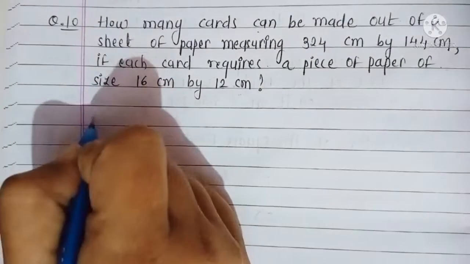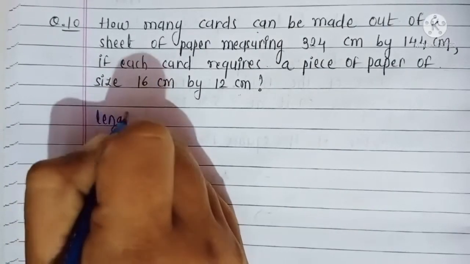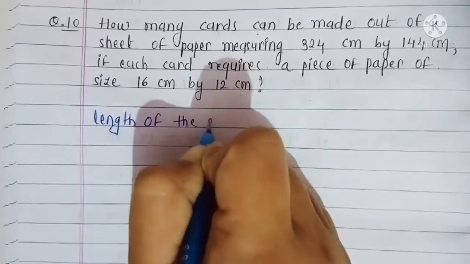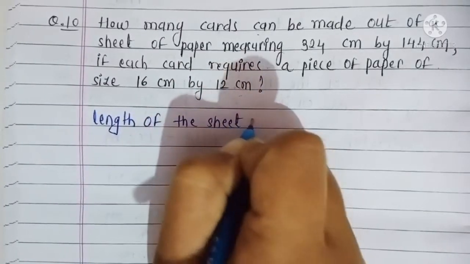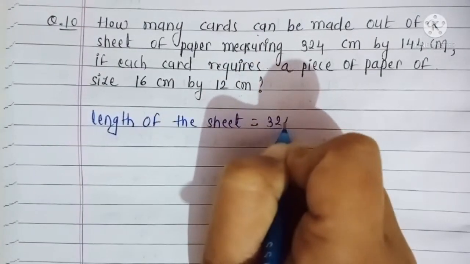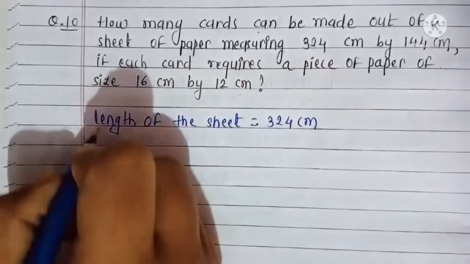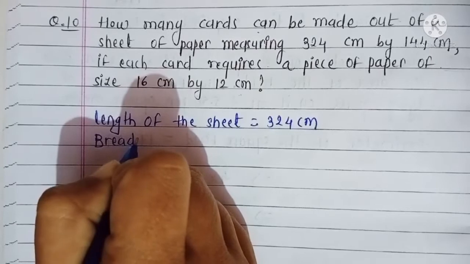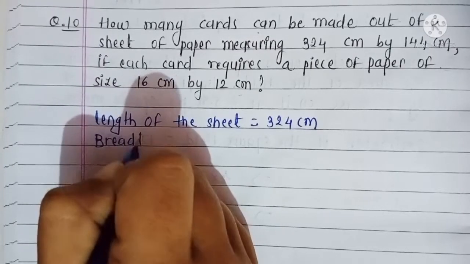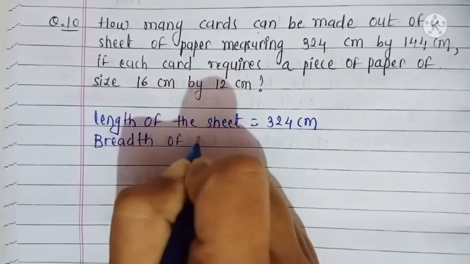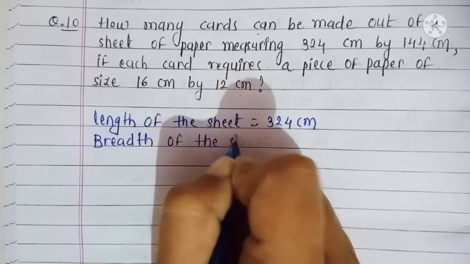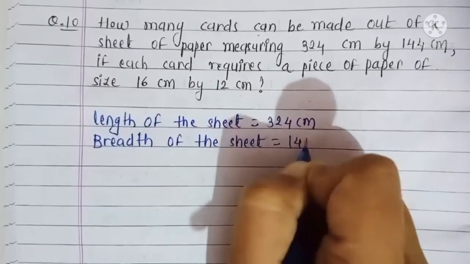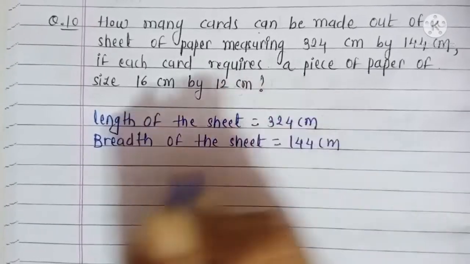So length of the sheet is equal to 324 centimeter, breadth of the sheet is equal to 144 centimeter.